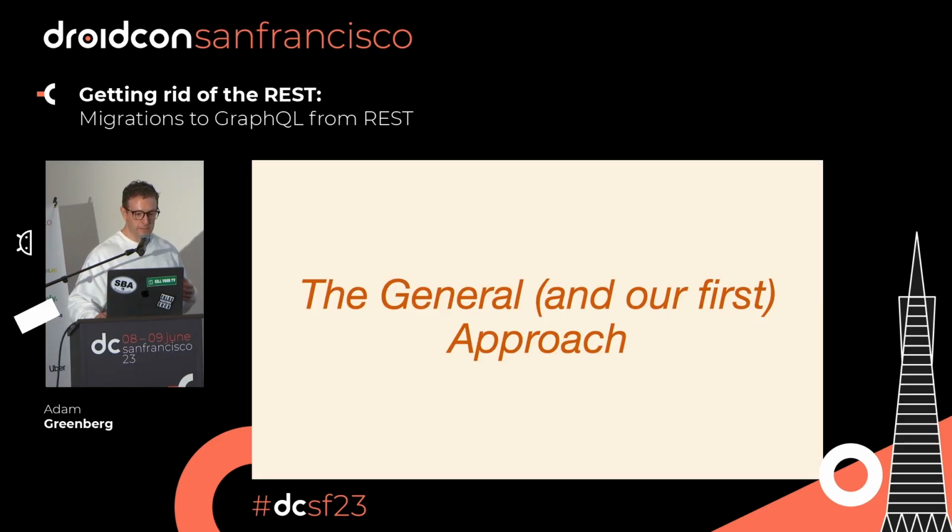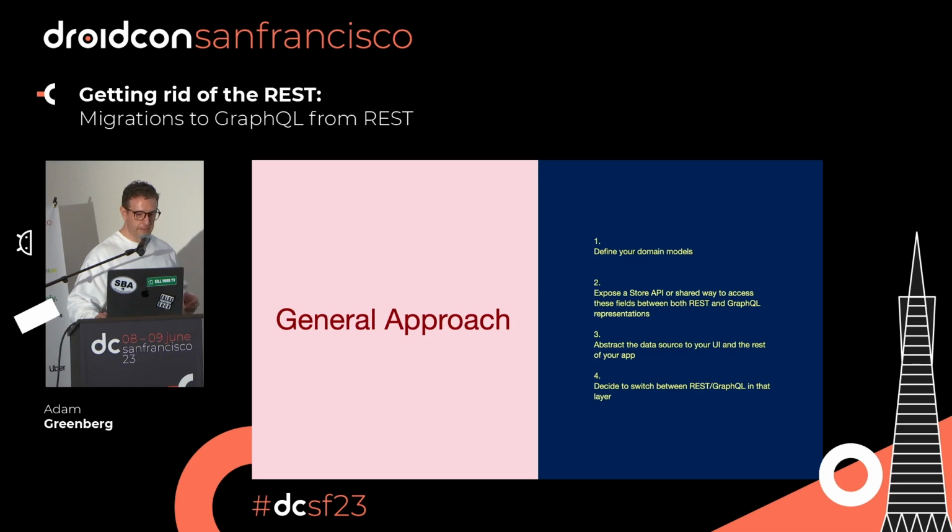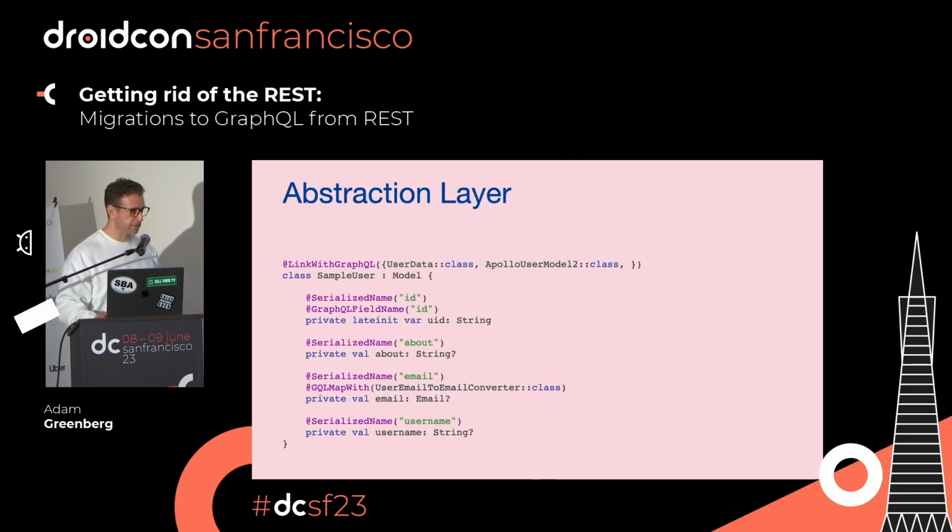What we found out was the general approach, and our first approach looked like: define your domain models, expose a store API in a shared way, allow that to communicate between each other, and then abstract the data, lift up everything, and make sure that there's this abstraction layer. And then basically you can have some sort of gate that's going to switch between the REST and GraphQL layers in that final layer.